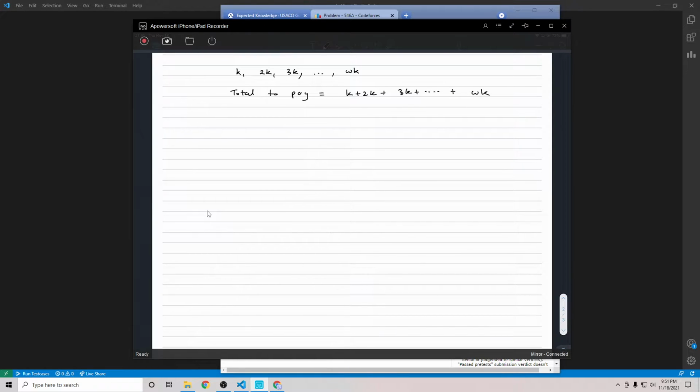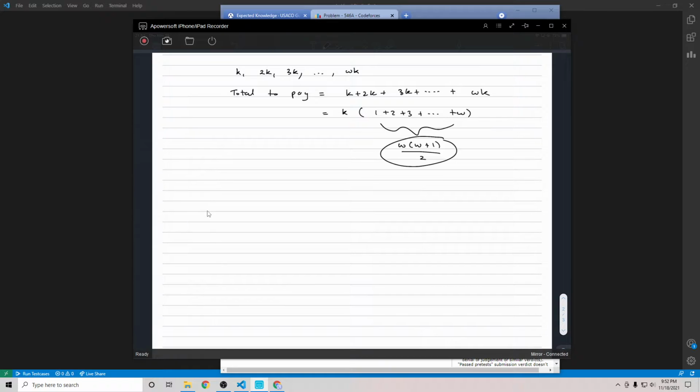And we notice here that we see K as a common term. So we can just take K out, and this becomes 1 plus 2 plus 3 all the way until W. And this is a very common sum, which is just going to be W times W plus 1 over 2. So we don't have to write a for loop to just add all the numbers together. We can just quickly figure it out in constant time. So now it's going to be K times this value.